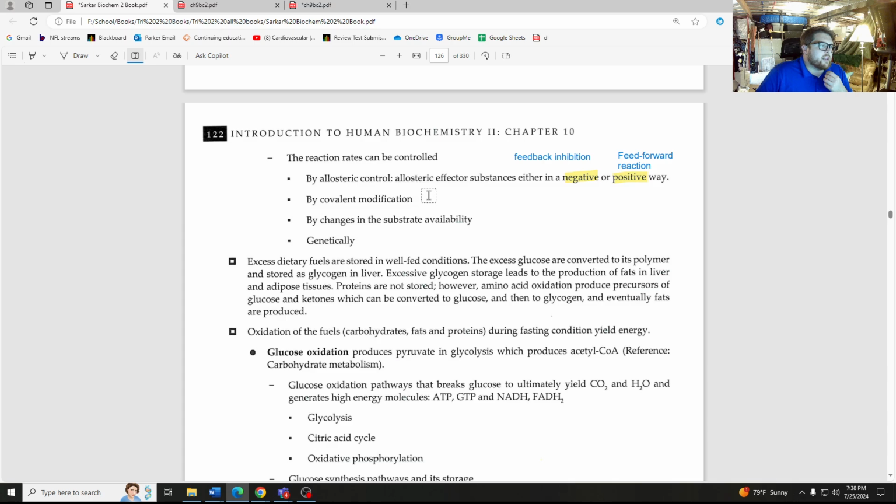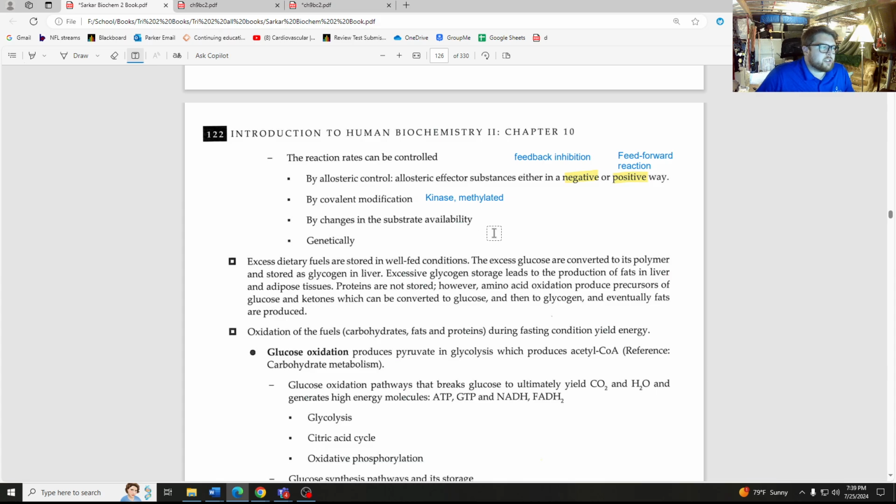You can also have covalent modification. Again, we learned all about those. When things are phosphorylated, they can be activated by, if you have like a kinase. Whenever things are methylated, a lot of times that's either going to turn something on or off. We've seen a lot of examples of that.